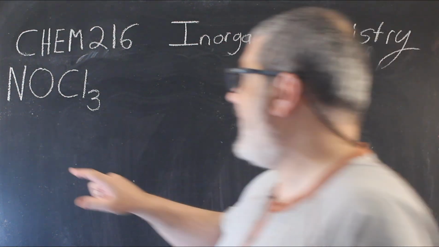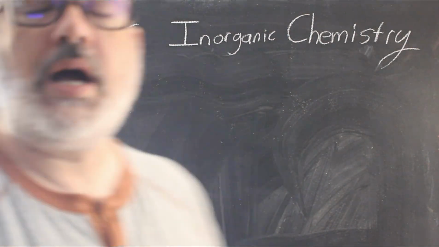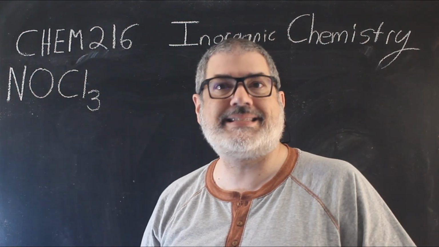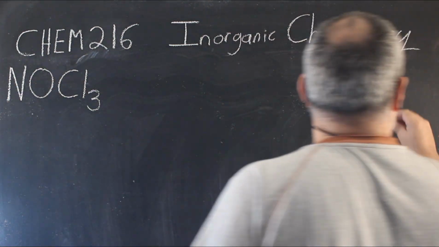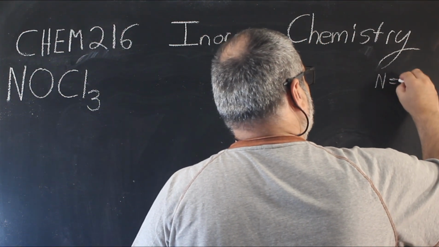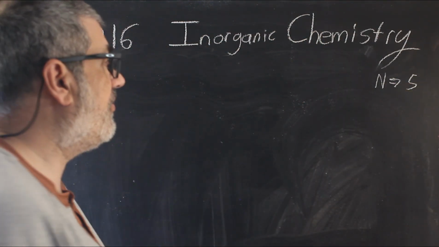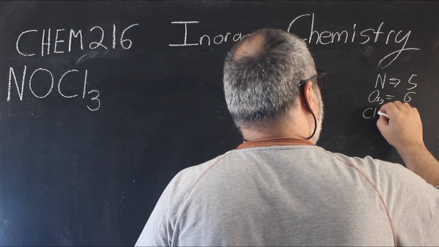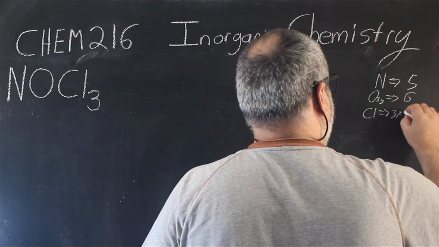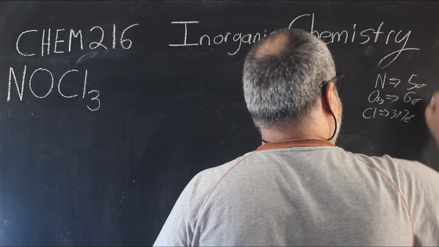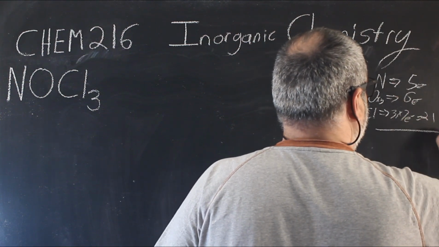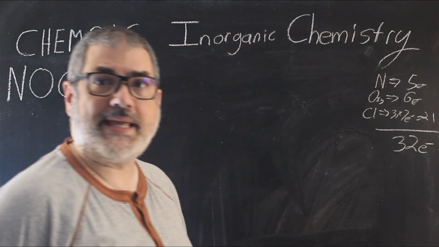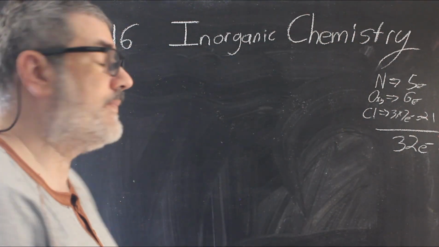Okay, so NOCl3, nitrogen oxytrichloride. Again, by convention, the first atom is the central atom. Now, before we worry about that, we can just, off to the side, count up the valence electrons. So nitrogen has 5, oxygen has 6. We have 3 chlorines, each that have 7 electrons. So that's 21. And so if I do this math, hopefully, correctly, that gets me to 32, 11 plus 21.